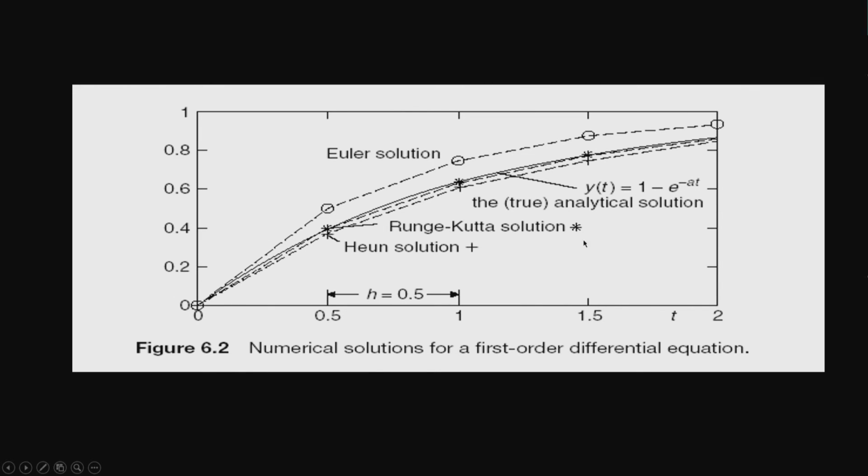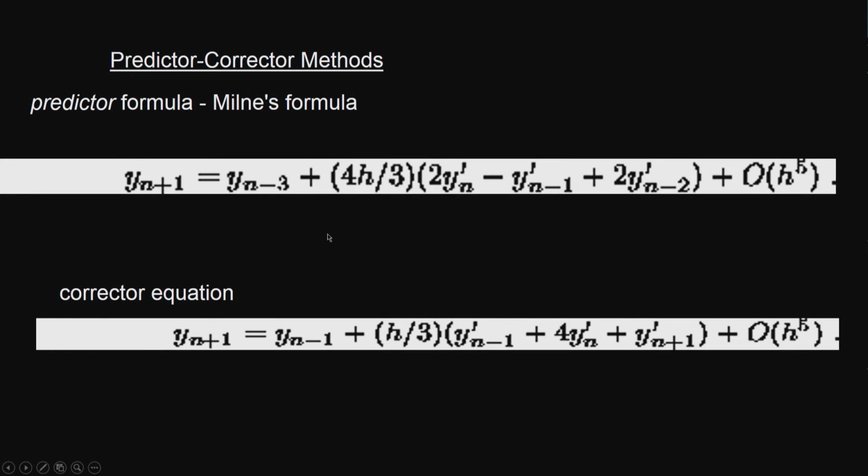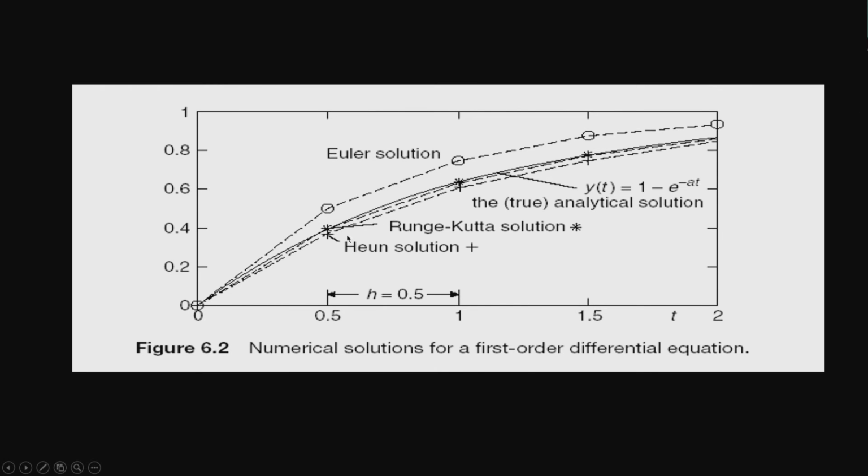This is the true solution, the dark continuous line. Euler's method you can see here, a big error. This is the Heun's method, sorry. This is the Heun's method, the Runge-Kutta method, which is following very closely, and this is the Euler's method. You are using h equal to 0.5 for this particular equation, 1 minus e power minus t.